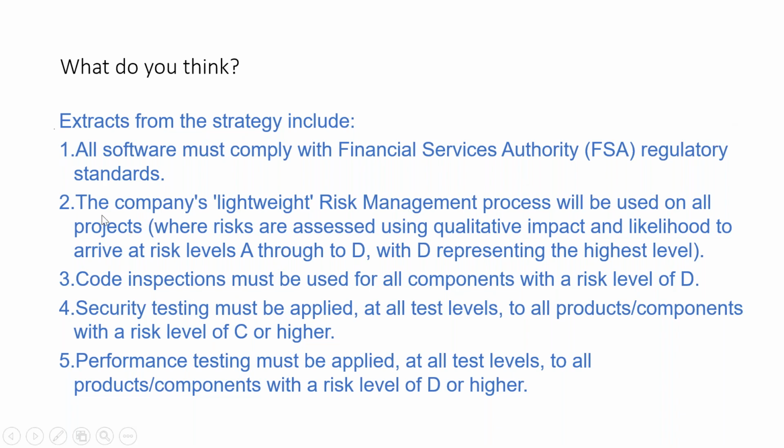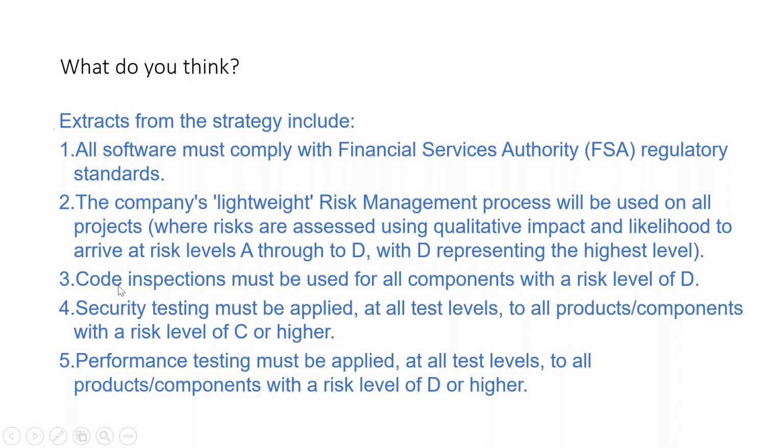Okay, FSA regulations. 2, the company's lightweight risk management process. The company, Your Money, has a risk management process. A lot of risk management tools and methodologies are there, so they have their own. It will be used on all projects, where risks are assessed using qualitative impact and likelihood to arrive at risk levels A through D. So we have to use their company's risk management process, and that is qualitative. For every item you look at, you will identify 2 things qualitatively: what is the impact and what is the likelihood. Based on that, you will assess the risk level or risk value. Using that, you will come up with 4 levels of risk, A through D. D is actually the highest risk, A is the lowest risk. Keep that in mind. Anywhere you see risk, D means highest, then C, then B, then A.